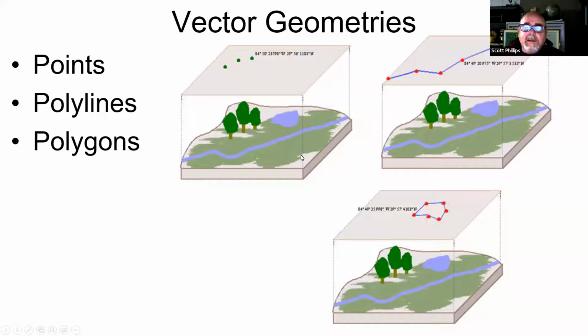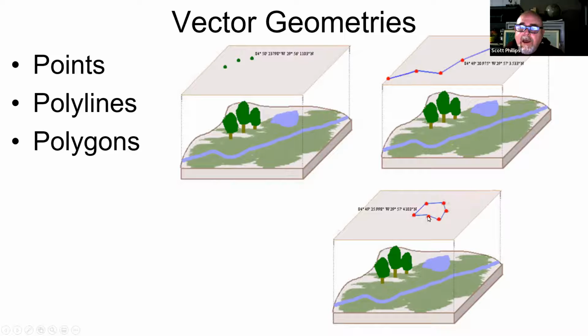Right? Now we have this pond over here, but that one is probably best represented by a series of points that make a line that enclose an area, also known as a polygon. These have different things that we can understand about them. For the points, we can know their x coordinate and their y coordinate. For a line, we can know the length of the line. And for an area or polygon, we know the area. We can calculate the area of that polygon.